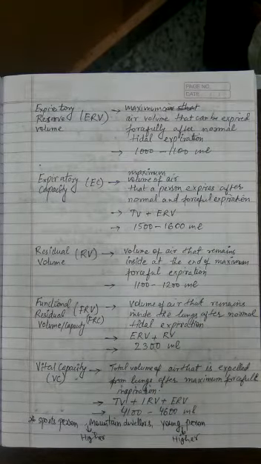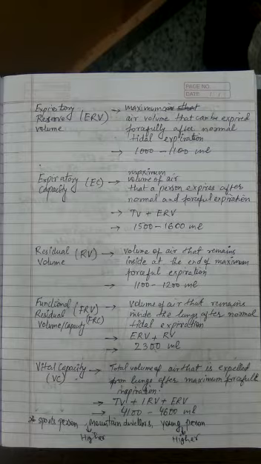So the TV, that is the tidal volume, that is 500 ml, plus ERV, that is the expiratory reserve volume, that is 1000 to 1100. So when we add these two values, it gives us the expiratory capacity of a person's lung, and the volume will be between 1500 to 1600 ml, or you can say 1.5 liter to 1.6 liter.